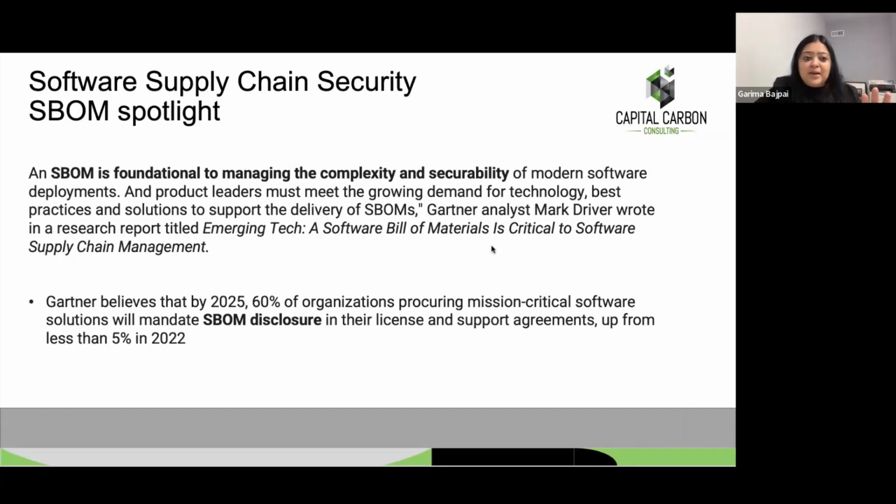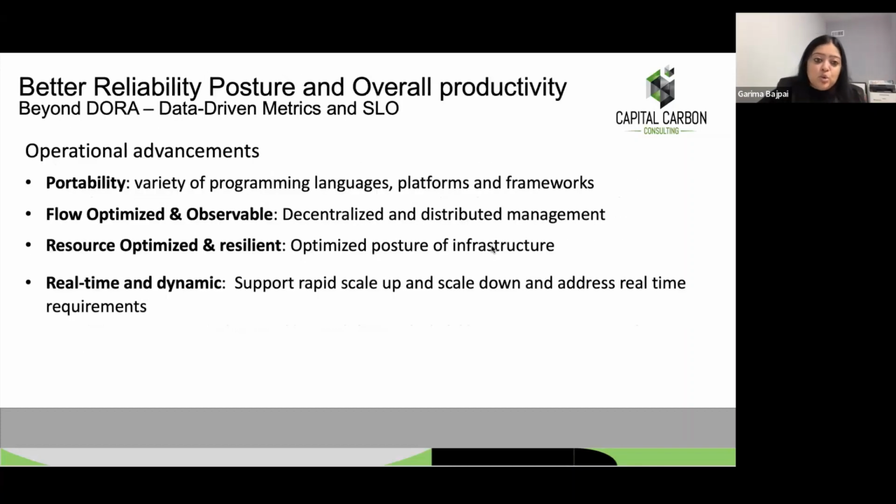Now, I would highlight SBOM as one of the core, foundational capabilities, which will help you manage the complexity and securability of modern software deployment. Gartner believes that in 2025, 60% of the organizations procuring mission-critical software solutions will mandate SBOM disclosure in their license and support agreement, up from less than 5% in 2022. It is essential to make it a measurable, tangible part of your delivery as you go along.